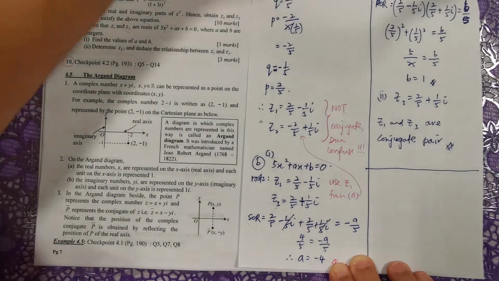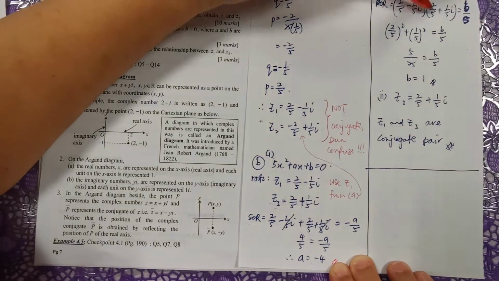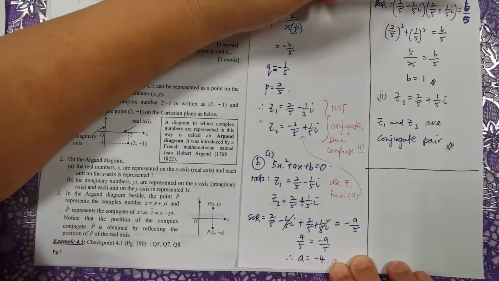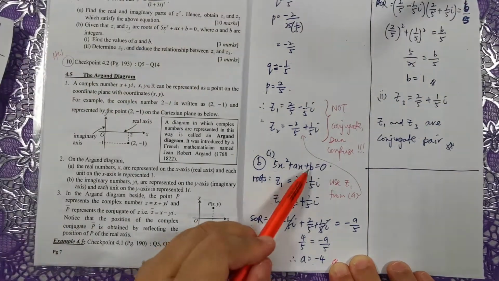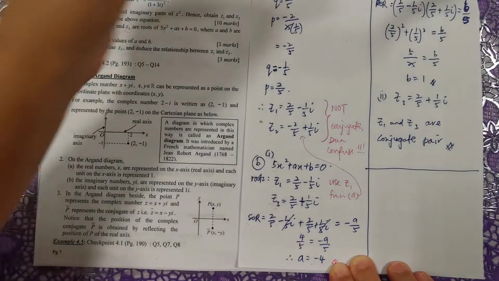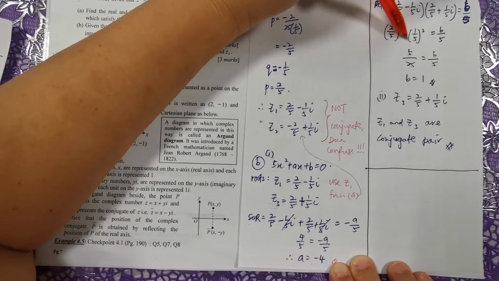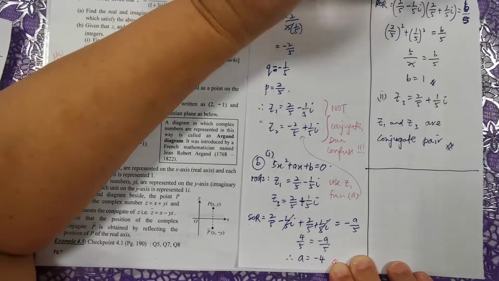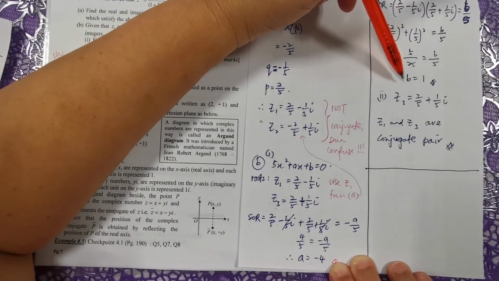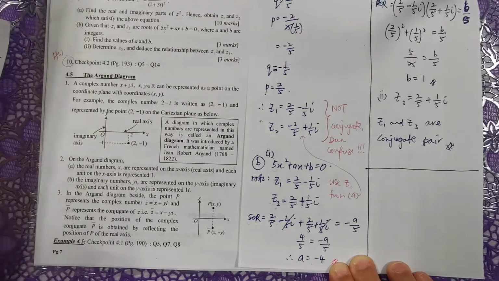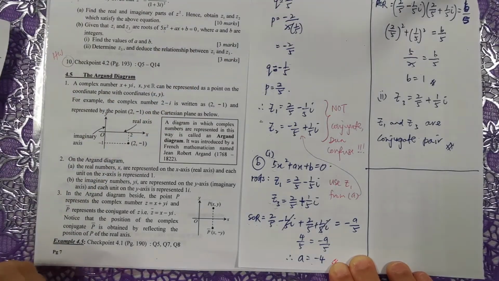Okay, then I use POR, product of roots. I multiply them, and it equals C over A. So multiplying a conjugate pair, we just square the two numbers. So you get this, then you calculate, you get B equals 1. 3 marks.